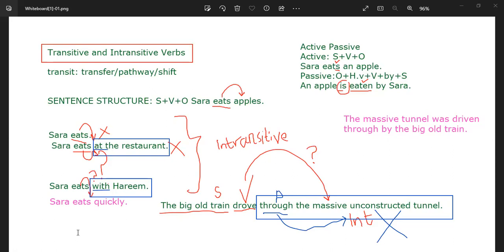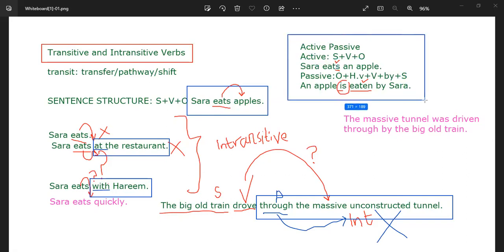Okay? But when an object comes after the verb, like the first example we did, where we have apples after eats, this over here is a transitive verb. Okay? Then we linked this concept with active and passive, and we talked about the fact that intransitive verbs do not have a passive voice. Okay? They have no passive.